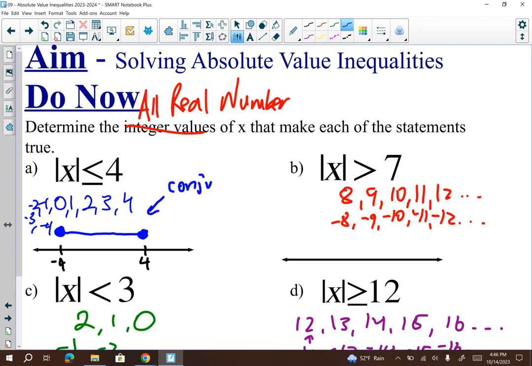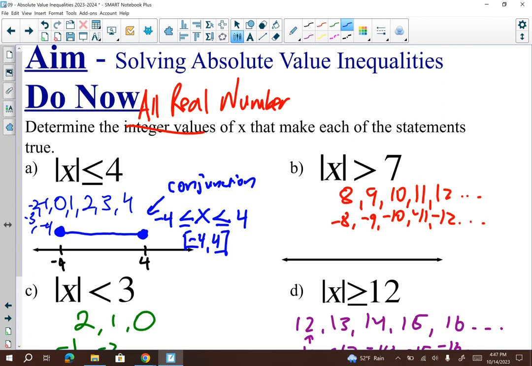which would be a conjunction, right? So we can actually model this absolute value as a conjunction that x is less than or equal to 4, and -4 is less than or equal to x. So -4 is less than or equal to x, and x is less than or equal to 4. That's another way we can model that. We could also model that using interval notation from -4 to 4.